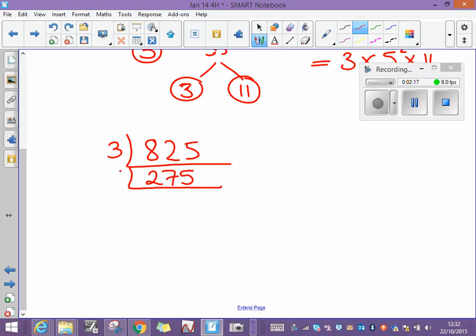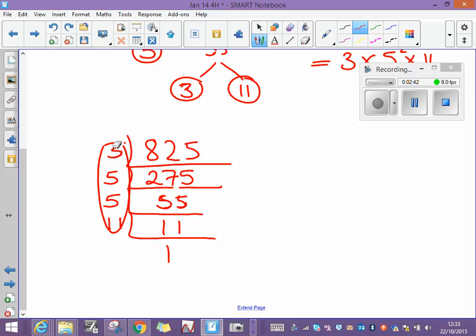So let's try dividing by 5. 275 divided by 5 comes out as 55. Sorry, I forgot to put the 5 there. We've now got 55. Clearly, I can divide by 5 again. 5 goes into 55 11 times. Can't divide by 5 anymore, but I can divide by 11, and keep going until I've ended up with 1. My prime factors then are the numbers that I see here. So I've got the fact that 825 is equal to 3 times 5 times 5 times 11.